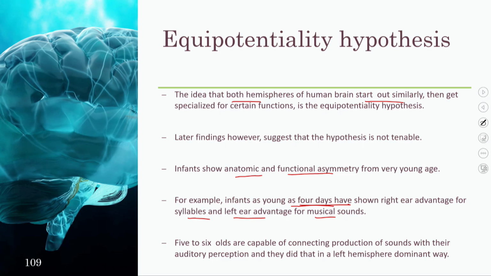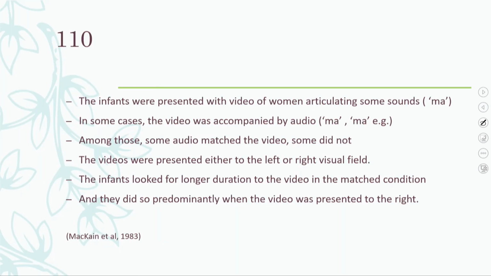Children of 5 to 6 days old are capable of connecting the production of sounds with their auditory perception, and they did that in a left-hemisphere-dominant way. Remember our Lieberman's idea of the motor hypothesis. This is what they are talking about, that they could connect the production with the perception. The study was like this. The infants were presented with a video of women articulating certain simple sounds like ba, ma.